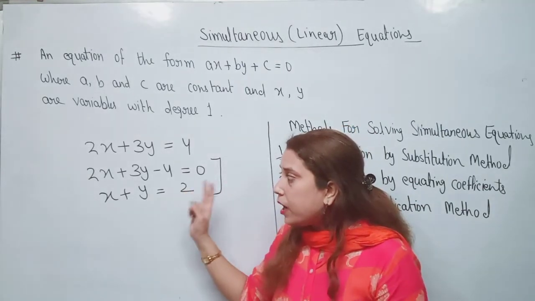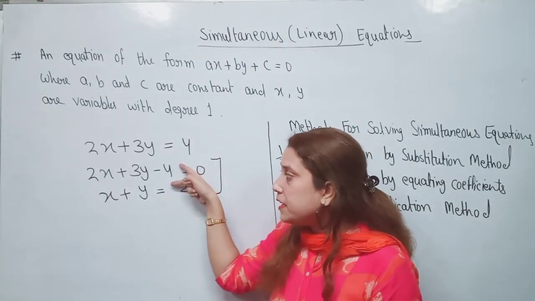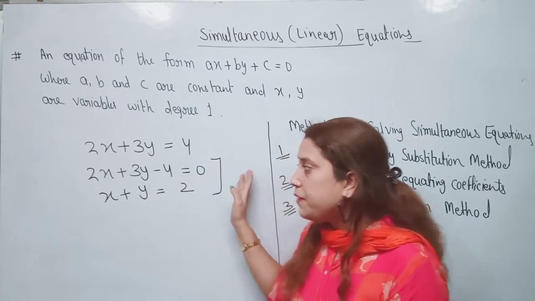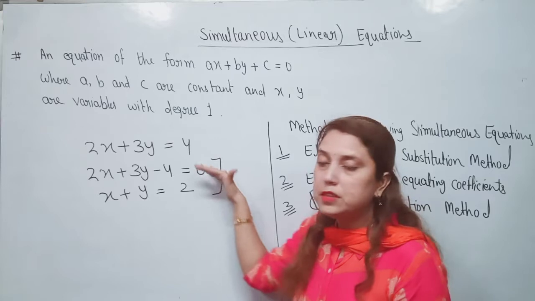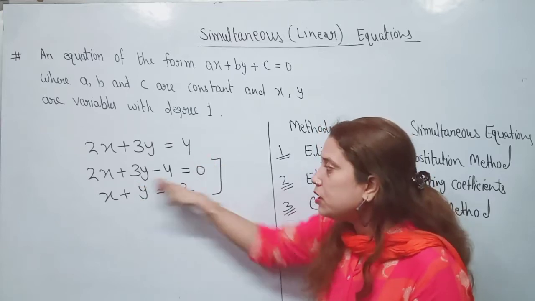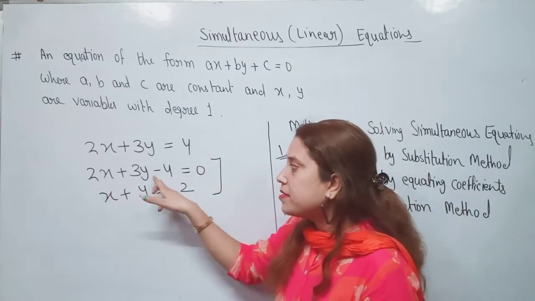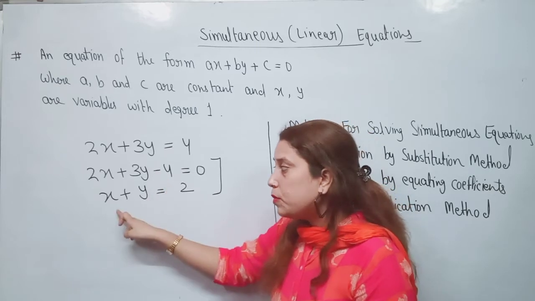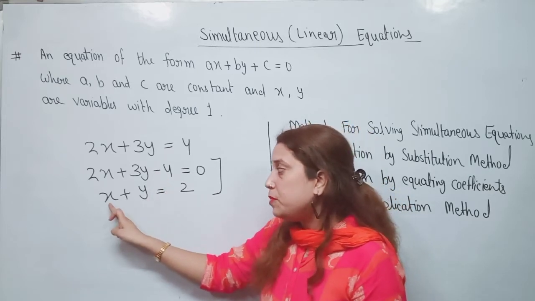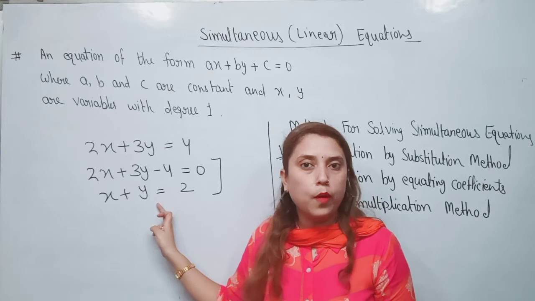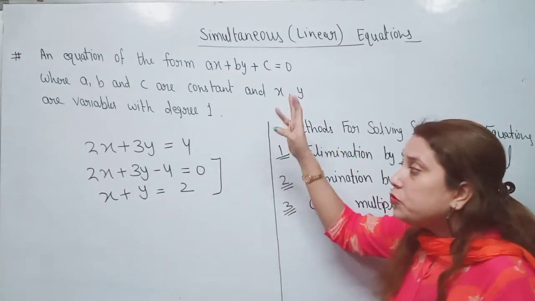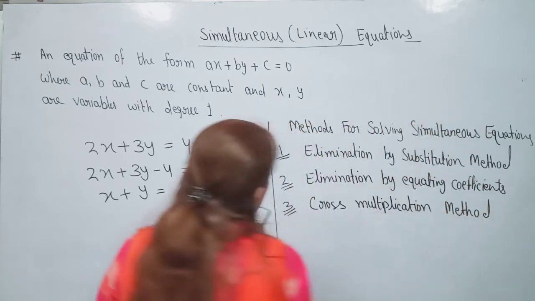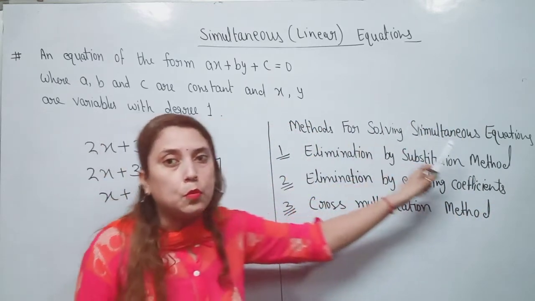What is the condition of simultaneous linear equations? The variables in both equations will be the same. If in equation 1 the variables are x and y, then in equation 2 the variables will be the same, x and y. Okay beta, and now there are three methods for solving simultaneous equations.